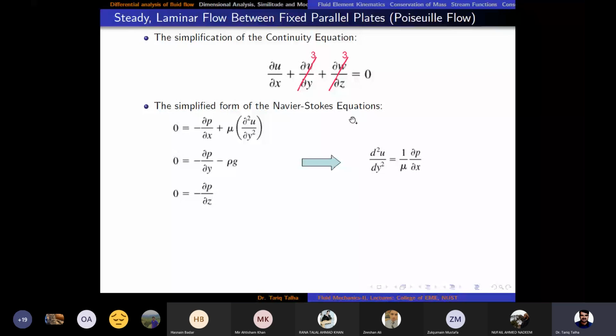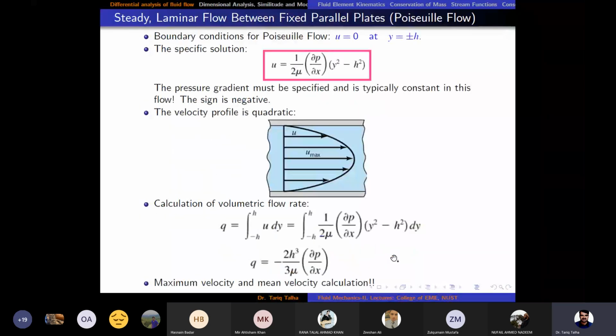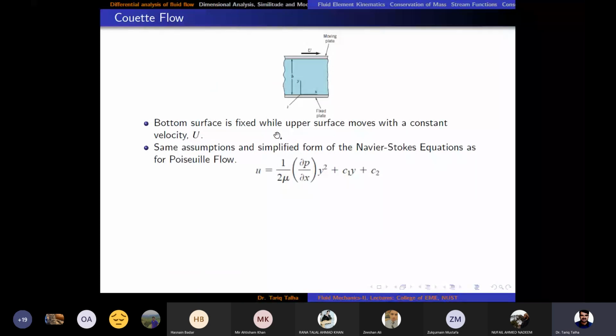The general solution would be the same, which is written here: u is equal to 1 upon 2 mu partial p by partial x y square plus c1 y plus c2. So the bottom plate is fixed while the upper plate moves with a constant velocity U, which is for the Couette flow. The same assumption and simplified form of the Navier-Stokes equations as for the Poiseuille flow. So u is equal to 1 upon 2 mu partial p by partial x into y square plus c1 y plus c2.